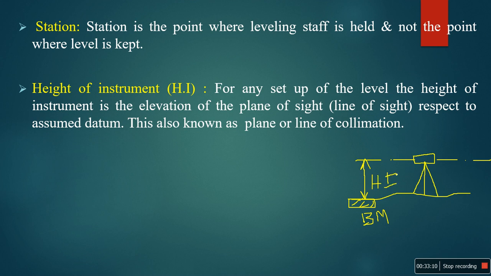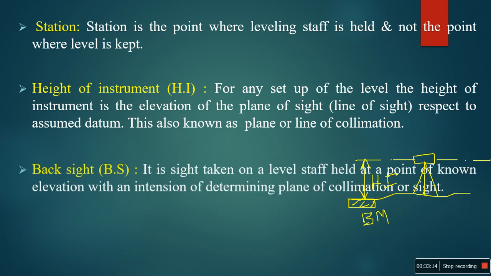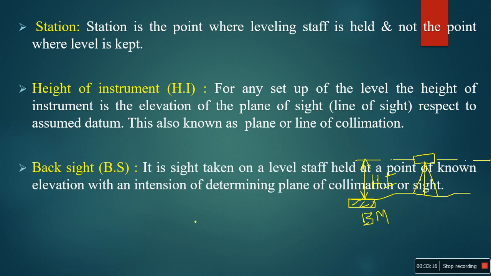Okay, this is called the height of instrument. Then next, backsight: it is the sight taken on a level staff held at a point of known elevation with an intention of determining the plane of collimation or sight.